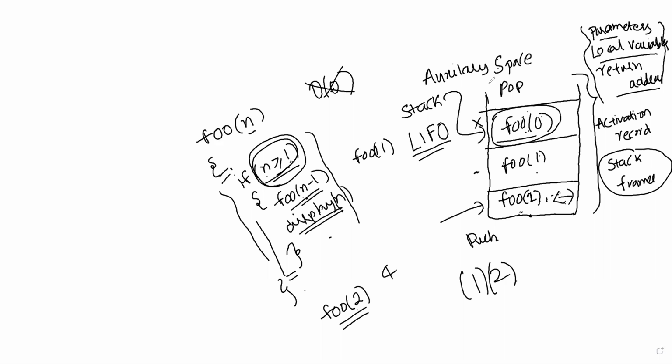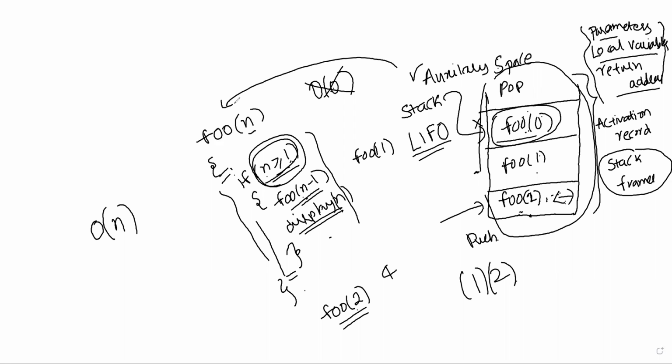So what is the space complexity of this algorithm? Exactly, O of n. So you should always consider the auxiliary space when you calculate the complexity of recursive functions. Clear? Now you understood why it is O of n. It is because of this stack. The stack memory is nothing but auxiliary space.